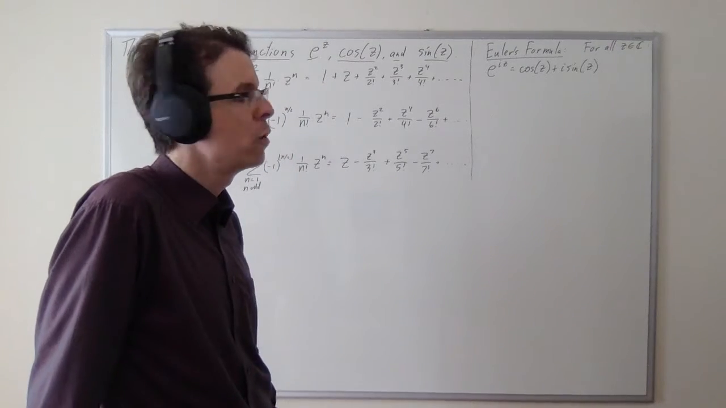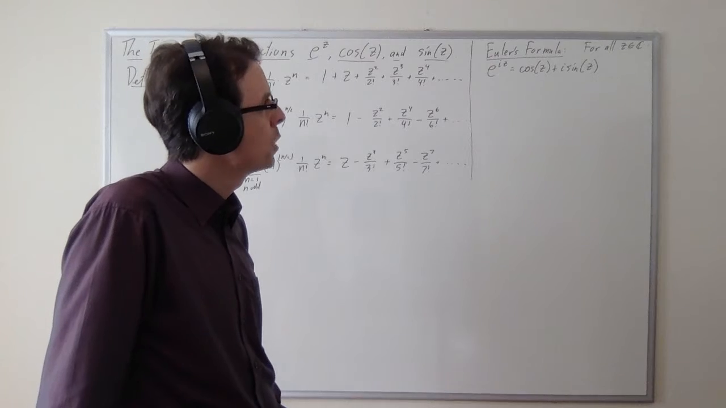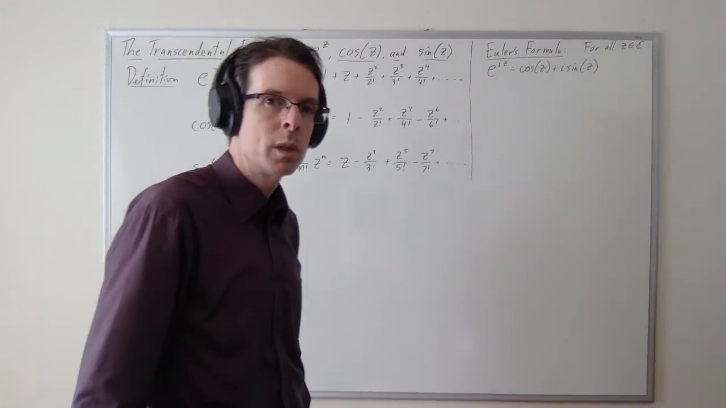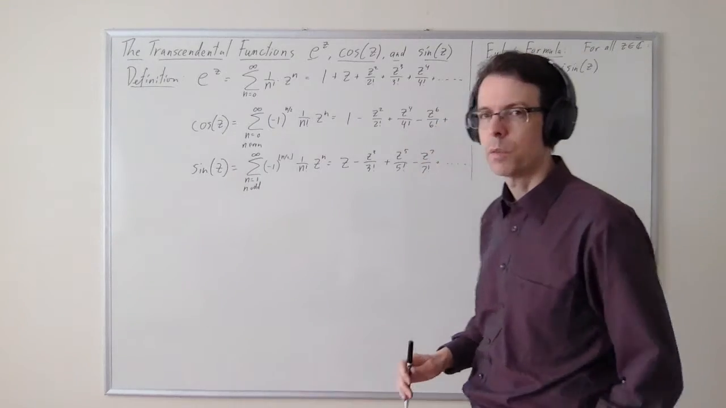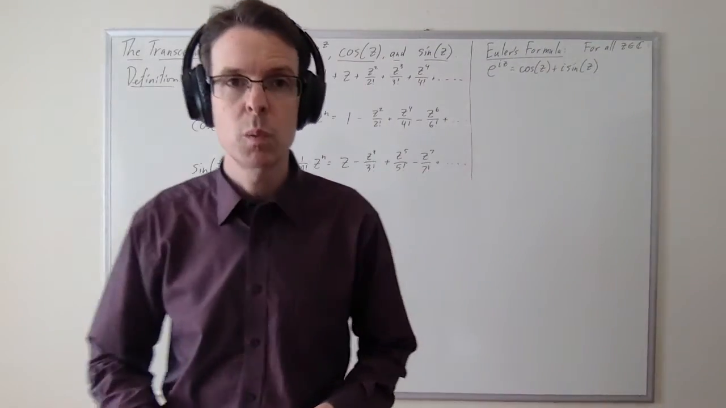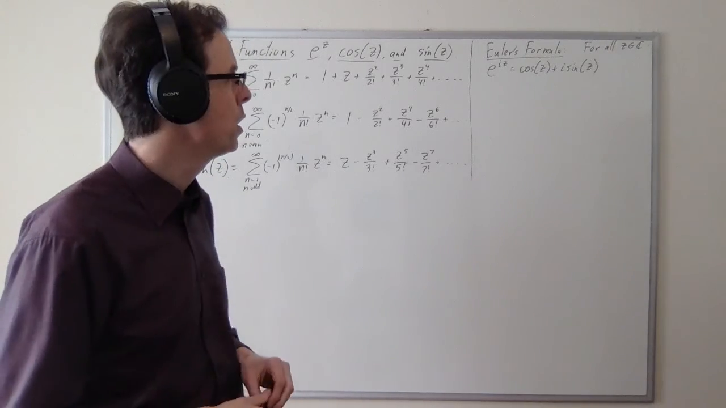In this short video, we're going to prove perhaps one of the most famous basic results of complex analysis, namely Euler's formula. Euler's formula is a relationship between the exponential function and the cosine and sine functions. And it's very surprising because we don't expect such a relationship between such functions that are so very different.